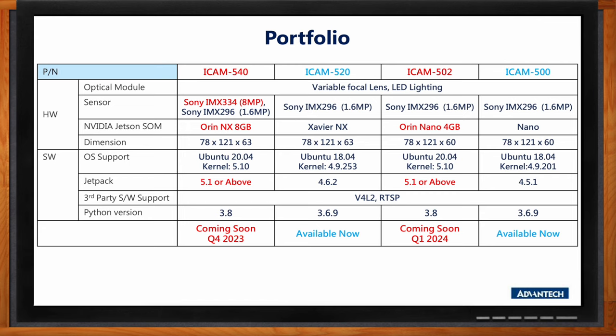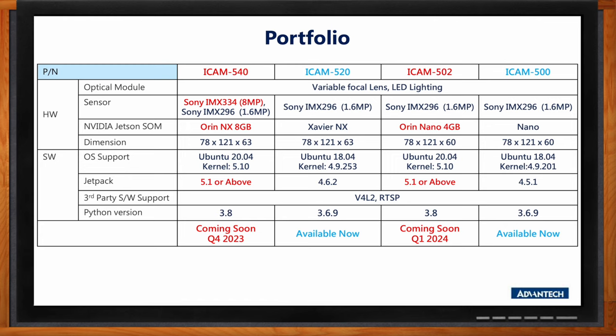Next, I also wanted to highlight the iCam 540 and 502, which are our next-generation designs that we are currently developing. The iCam 540 will be ready in Q4 of later this year, followed by the iCam 520. For these next-generation products, what I wanted to highlight on the hardware side is the demand for a higher megapixel resolution camera sensor, so we'll be developing with the Sony IMX334 8.3 megapixel camera sensor. In addition, on the software side, we'll also be using the upgraded JetPack 5.1 and above for these two types of modules.